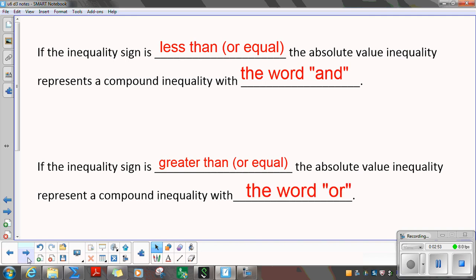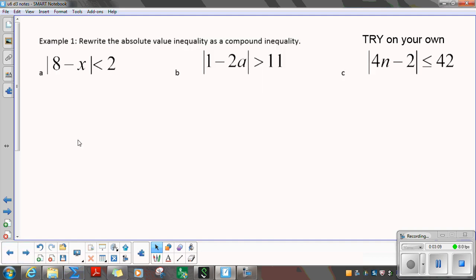Okay? So remember, with an and statement, those inequalities are connected and form like just 2 dots and a line in the middle. With the word or, they're going in opposite directions. Okay? So let's look at these and try to rewrite them as compound inequalities. So this is what absolute value inequalities look like.